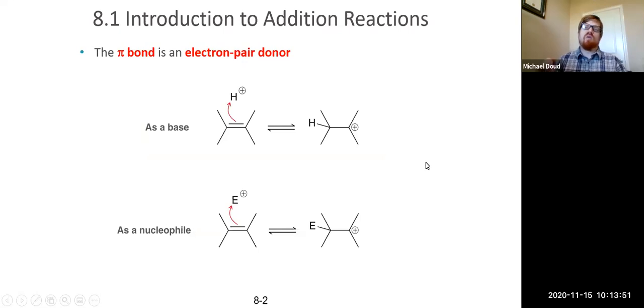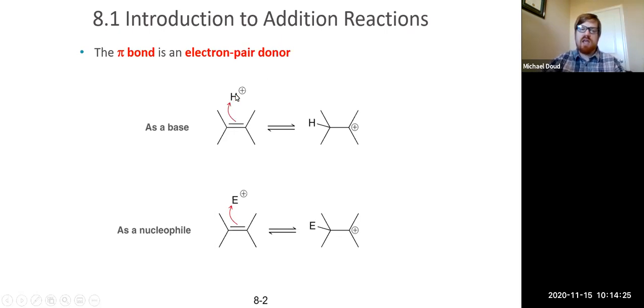When we do these addition reactions, most of the time, the pi bond is going to act as an electron pair donor. We talked about this very briefly in a previous chapter when we mentioned that a pi bond can function as a nucleophile, because a pi bond is a collection of bonding electrons. It's an area of high electron density, so it can function as a nucleophile. And that's what we're going to be doing a lot this semester, especially in this chapter and the next chapter. So the pi bond acts as a nucleophile.